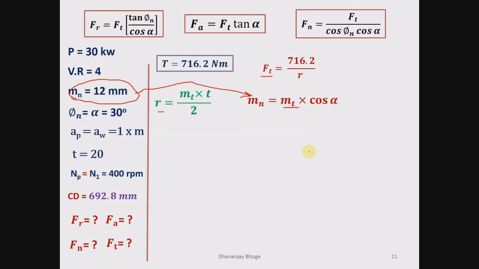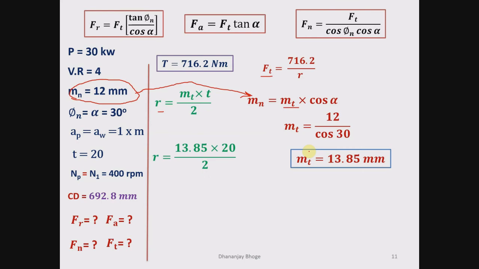Tell me, what is MT? It equals MN upon cos of 30. 13.85, correct. With that, find R. R is? 138.56. Correct, R is 138.